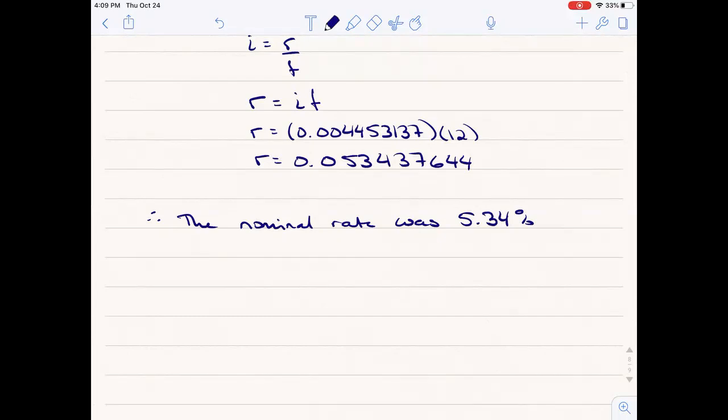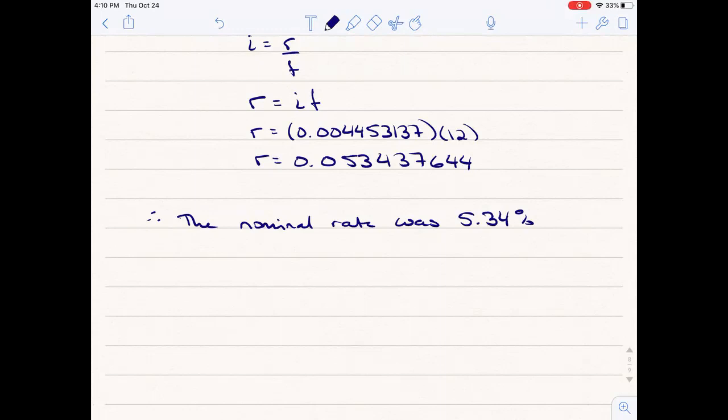So on the lower end, right? And so you just want to double check, right? Does that make sense? An R of 5.34%? Yeah, sure, right? Sounds reasonable, because rates are usually, you know, less than 10%. Right? Unless you're a loan shark, then they're like 20%, 30%, but that's nasty. Any questions about that one?